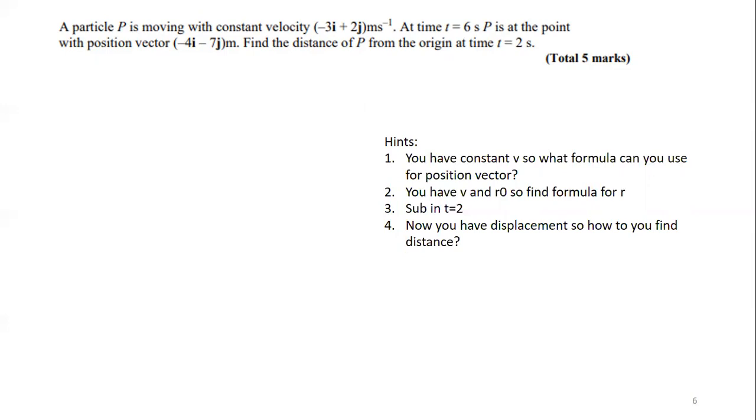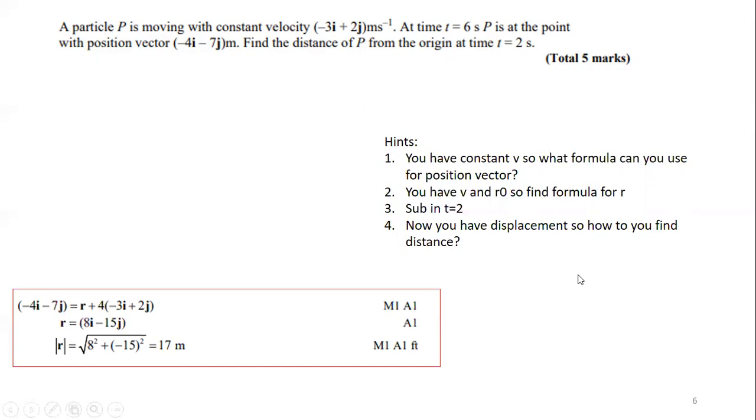So now remember, how do you find the distance? And then the mark scheme. So can you see the first bit on that line, the minus 4, minus 7, is the position when t is 6. Work out r naught, and then get the answer. They've done theirs slightly differently. They've just done theirs between t is 2 and t is 6. But you should still get the same answer. 17 meters, hopefully.